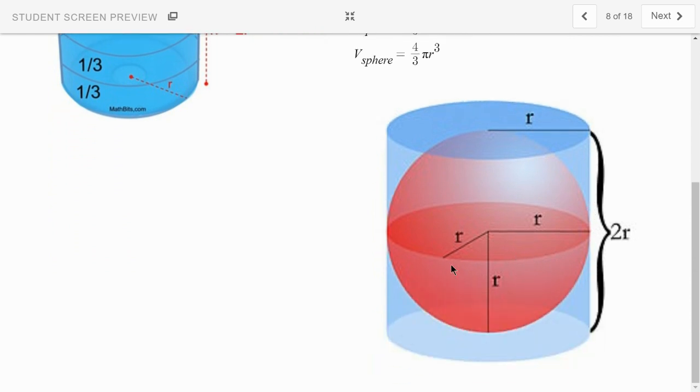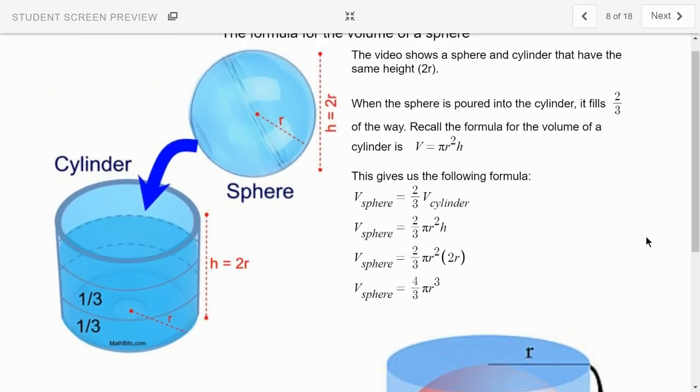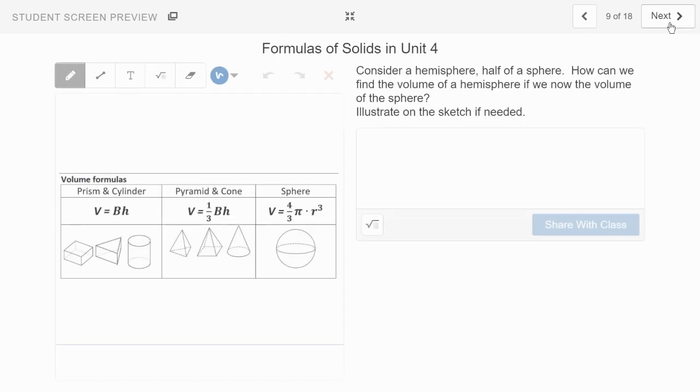When you scroll down, you should see the center of the sphere and the radius going in multiple directions. There's an infinite number of radii going out from the center of this sphere. But the height of that sphere and the height of that cylinder is 2 radius. Here are all the formulas for prisms, cylinders, pyramids, cones, and the sphere.